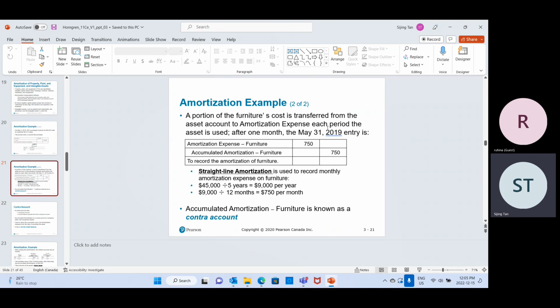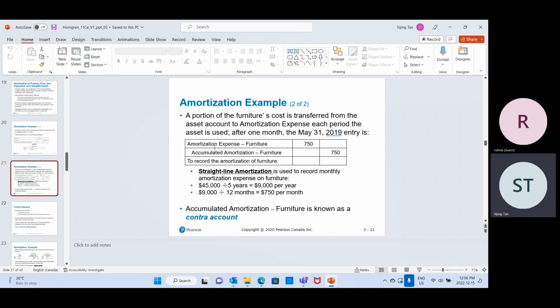That is after 1 year, we need to recognize the amortization costs. Now for our example, it's not just for 1 year, it's just for 1 month. So we use $45,000 divided by 5 years. That is our $9,000 per year. Then we divide by 12 months, so $750 per month. So from May 2nd to May 31st, there's only 1 month passed.